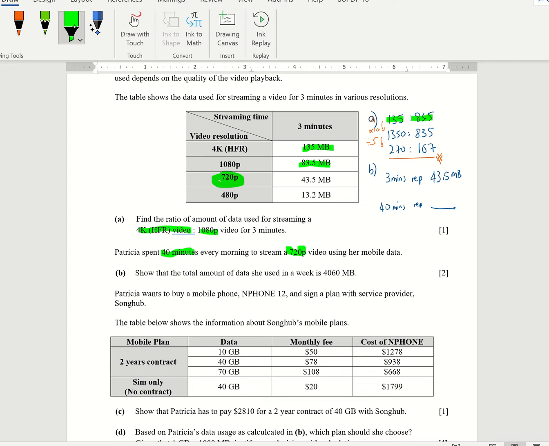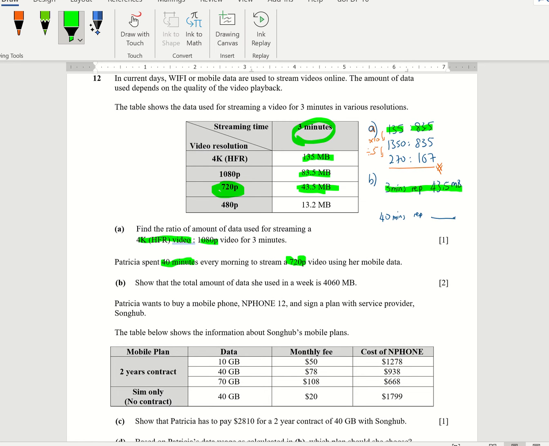So 720 video, every 3 minutes is 43.5 gigabyte. So if I want to find 40 minutes, I will need to first find 1. I will divide by 3, and let's look at the answer. I will have 14.5 megabyte, and if I want to find 40 minutes, I will multiply by 40, and this will be 580.